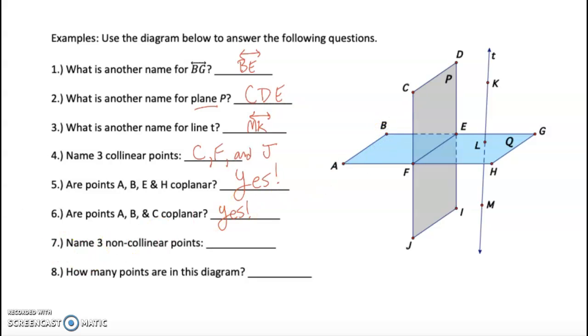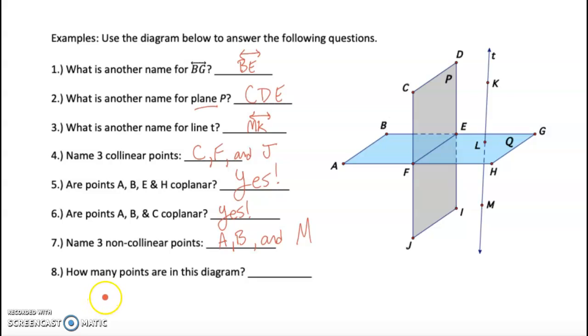All right, name 3 non-collinear points. So I just want any 3 points that are not in a straight line. So maybe I'm going to start out by picking 2 that are in a straight line, A and B. And then I'm just going to pick my 3rd point that is definitely not on that line, AB. So how about M? So A, B, and M are non-collinear.